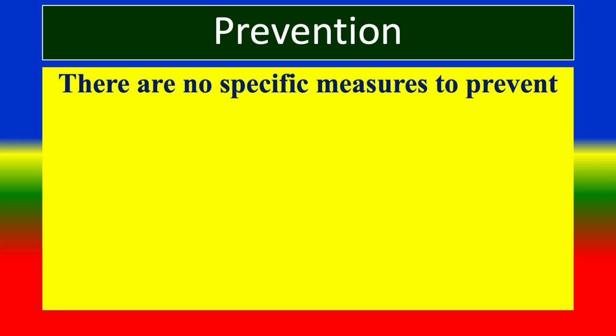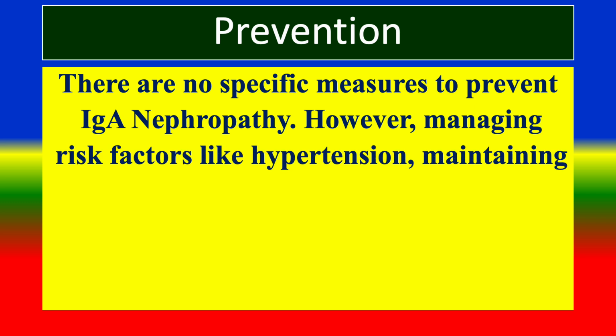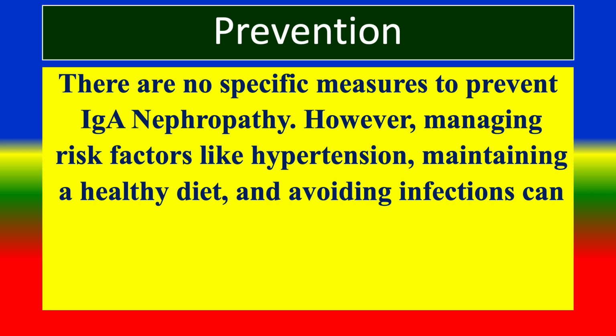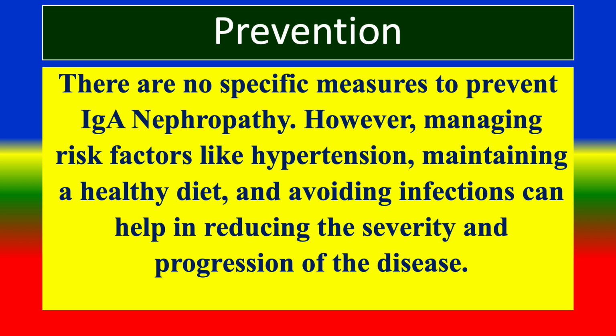Prevention. There are no specific measures to prevent IgA nephropathy. However, managing risk factors like hypertension, maintaining a healthy diet, and avoiding infections can help in reducing the severity and progression of the disease.